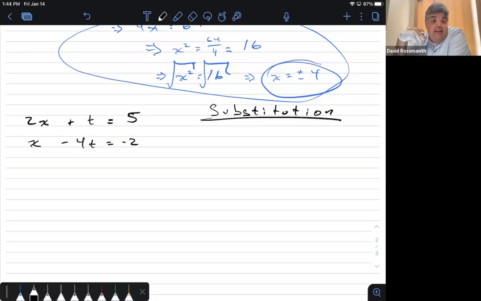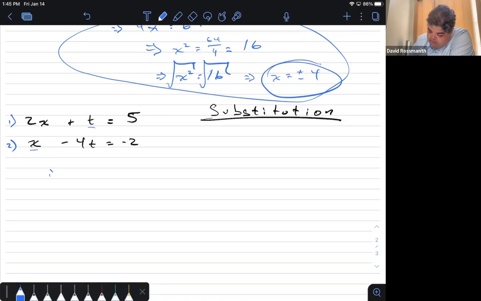So when I look at this, I'm going to choose an equation where one of the variables is by itself. I don't have to manipulate all that much. In the first equation, the t is sitting here all alone. All I'd have to do is bring the 2x to the other side. Or in the second equation, the x is all by himself, so I could bring the 4t over to the other side. So which one do I want to do? Doesn't matter. Let's say I choose the first one, just for the sake of doing it.